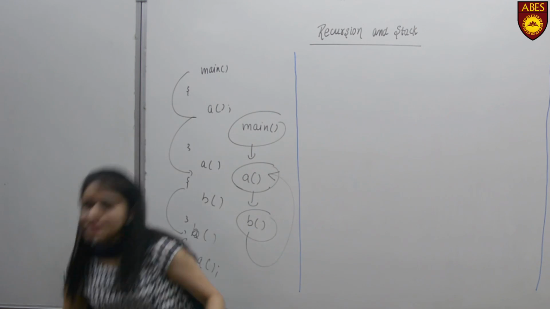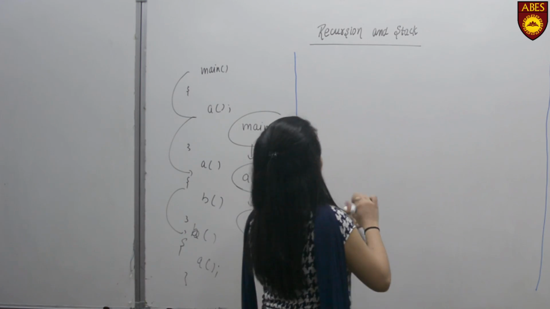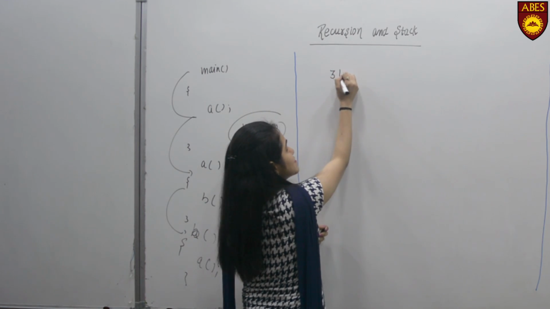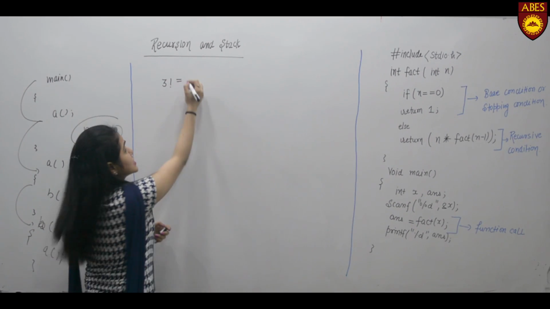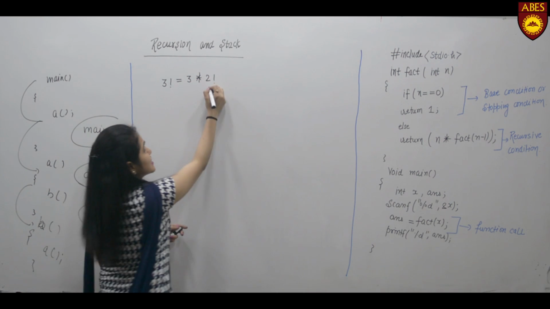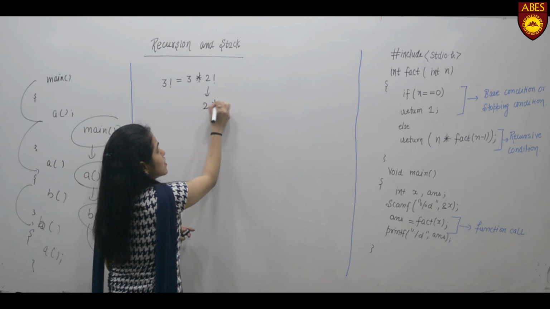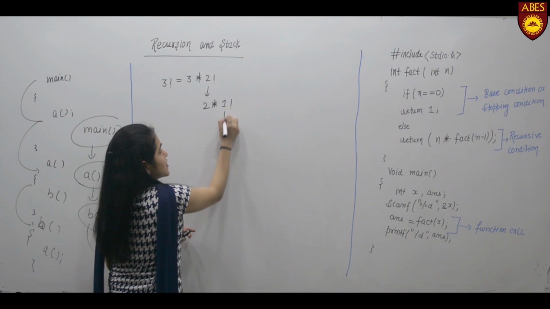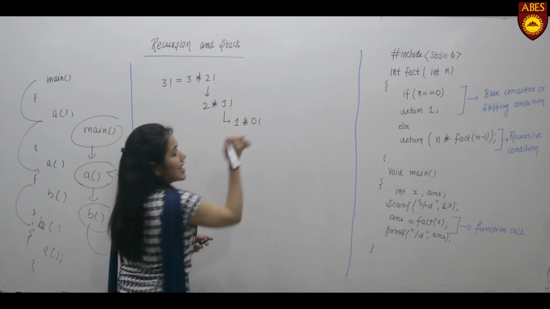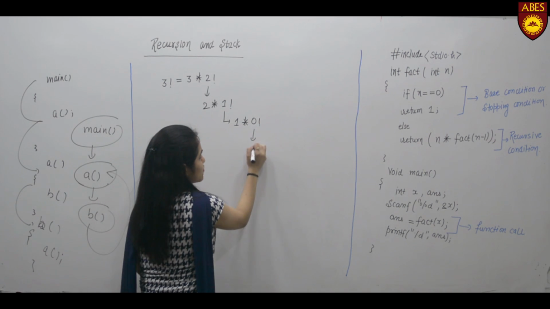One more example. Suppose we want to calculate the factorial of a number. Suppose we have the number 3. So 3 factorial is equal to 3 into 2 factorial. 2 factorial is 2 into 1 factorial. 1 factorial is 1 into 0 factorial and 0 factorial is 1.